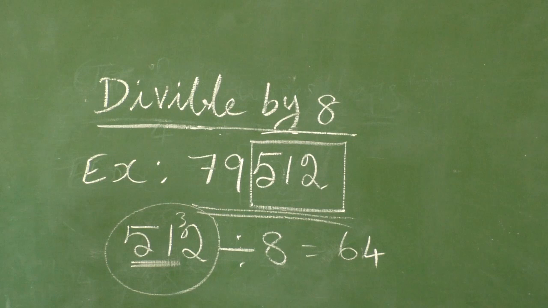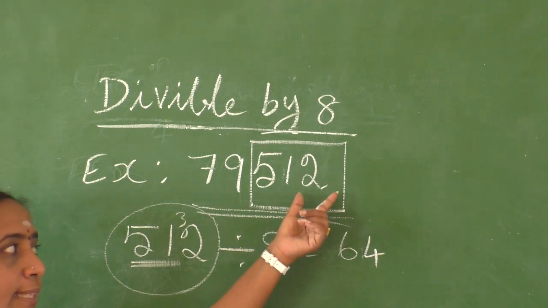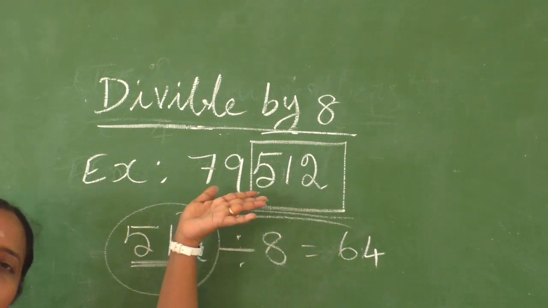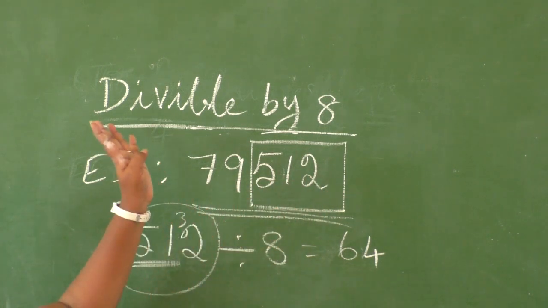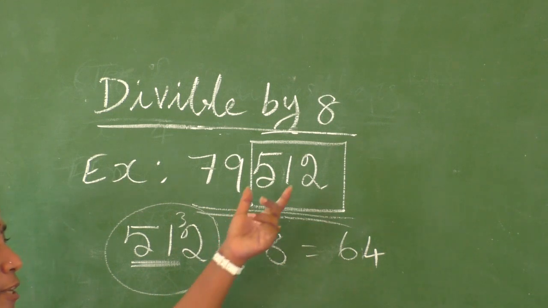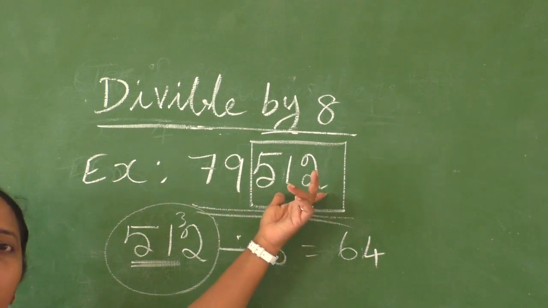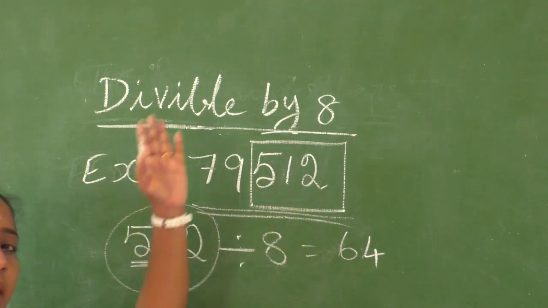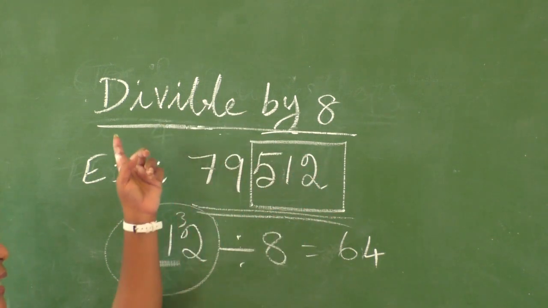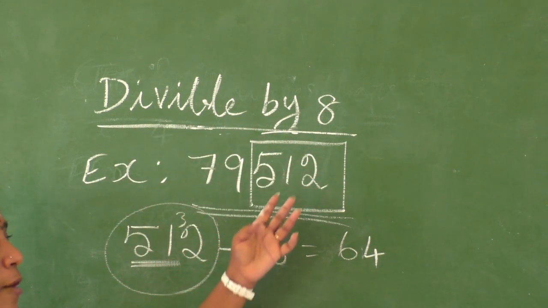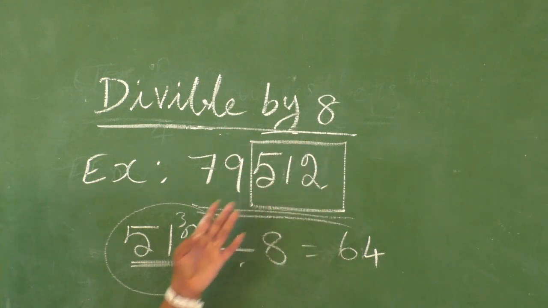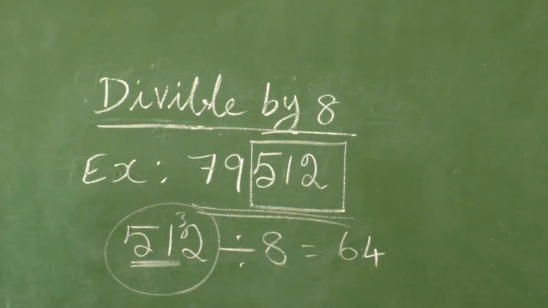So divisible by 2 means you have to check that the ones place number is an even number, then the whole number will be divisible by 2. Divisibility by 4 means you have to check the tens place and ones place together. If those 2 digits are divisible by 4, then the whole number is divisible by 4. Then the divisibility rule by 8 means you have to check the ones, tens and hundreds. If these 3 places are divisible by 8, then the whole number is divisible by 8. Okay.